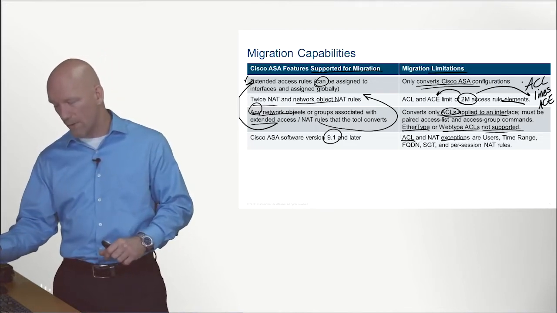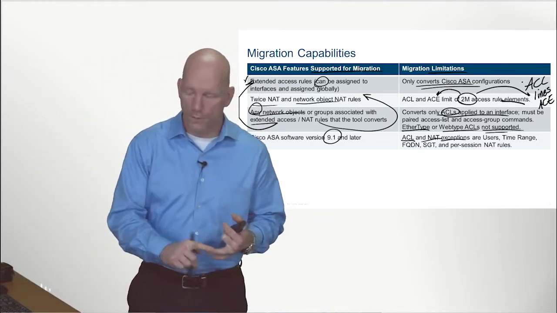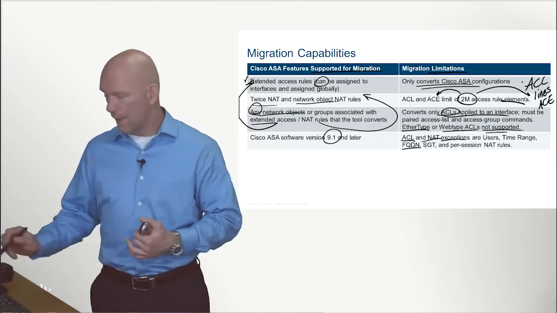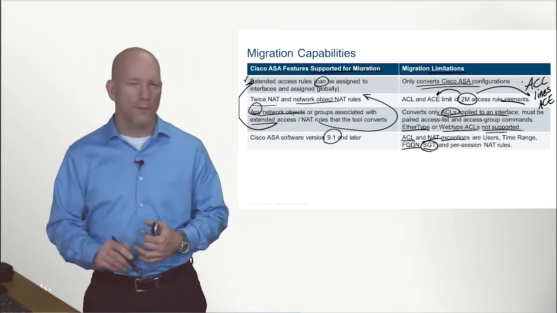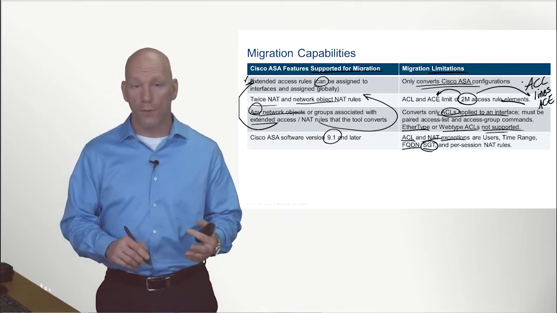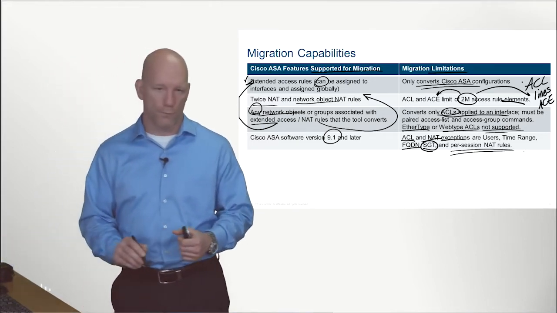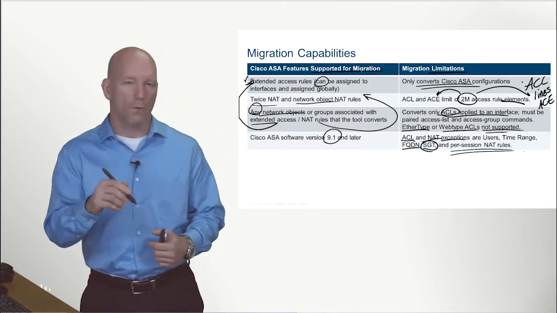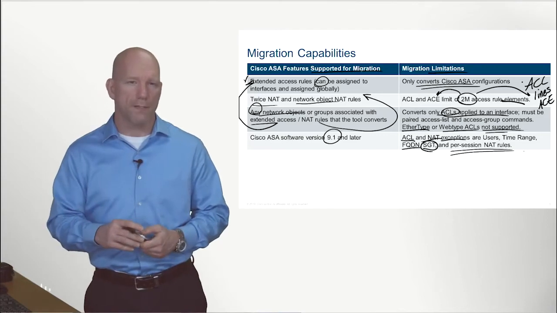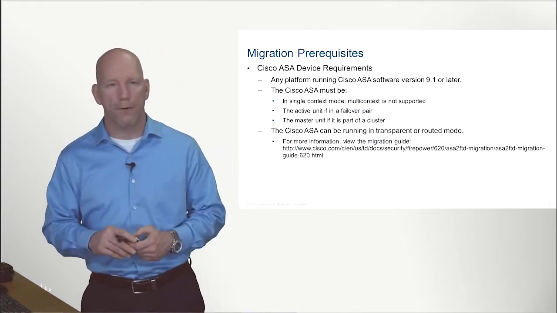Again, for our ACLs and NAT statements, it's going to be user-based, time ranges, an ACL that is using, for example, a fully qualified domain name. If you're in a TrustSec environment, and don't worry, we're going to talk about that coming up in more detail later, what is referred to as a security group tag, and then also any per session NAT rules, any specific NAT or just general translations that are on a session-by-session basis. Those are going to be some of the exceptions in the migration from an ASA over to the firepower configuration.